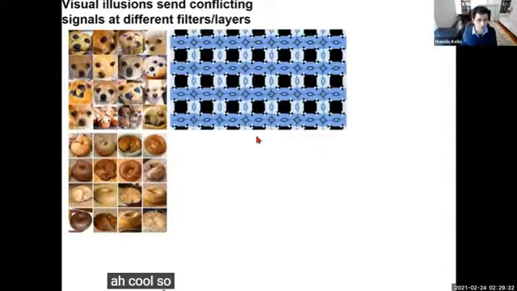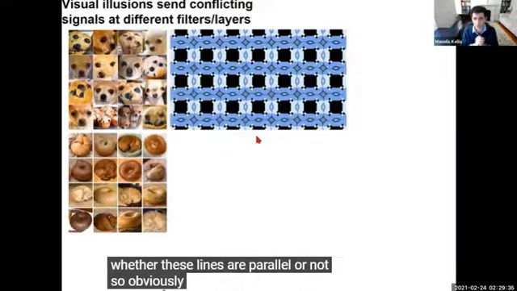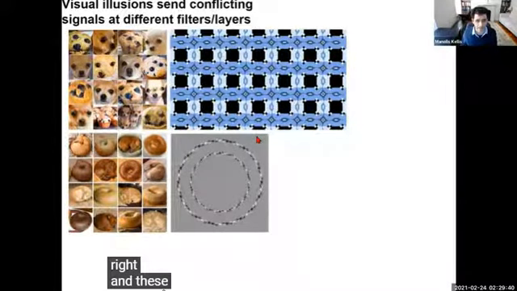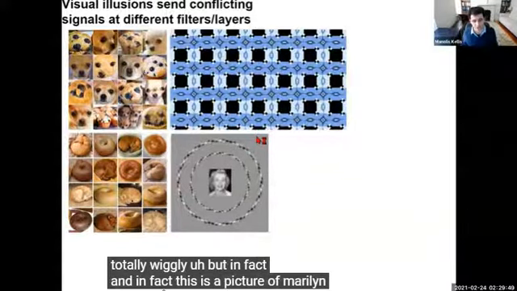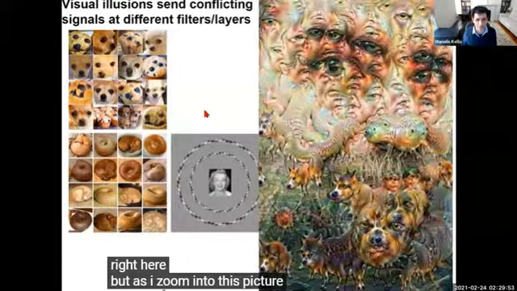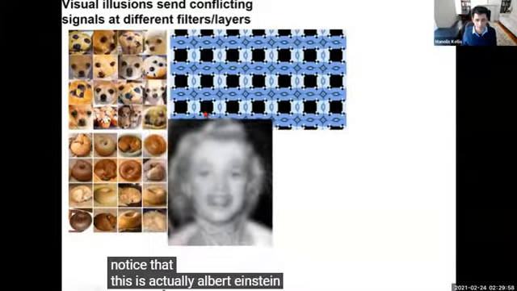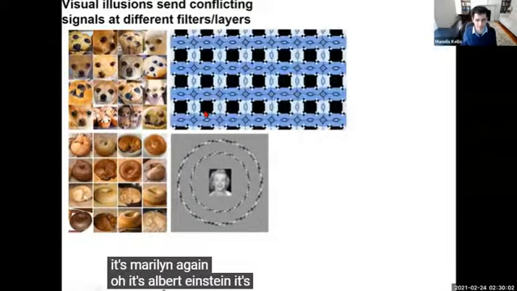Cool. So now I want you to tell me whether these lines are parallel or not. So obviously the blue lines are curved, right? And these circles are totally wiggly. But in fact, this is a picture of Marilyn right here. But as I zoom into this picture, you will notice that this is actually Albert Einstein. But no, it's Marilyn again. Oh, it's Albert Einstein. It's Marilyn.